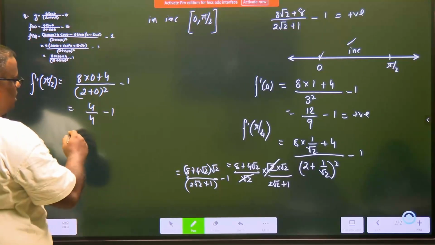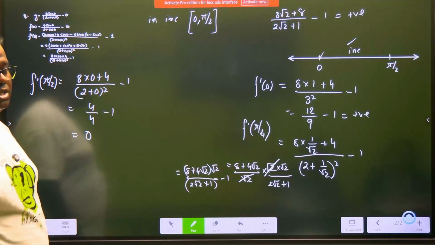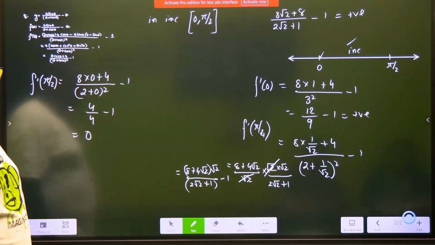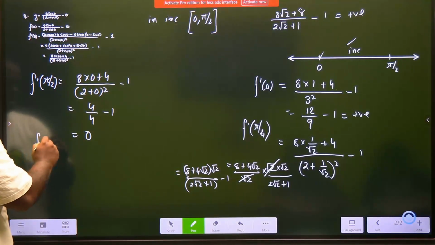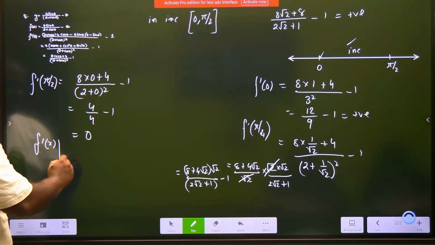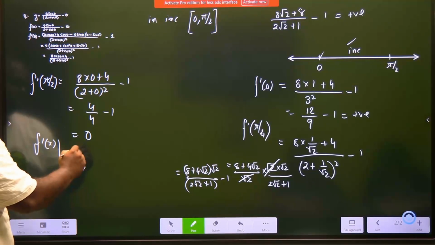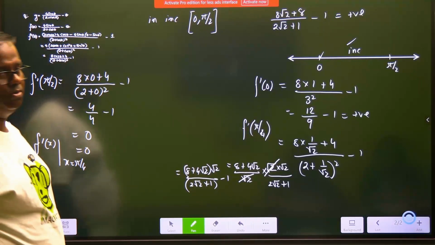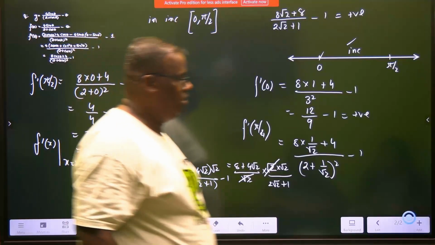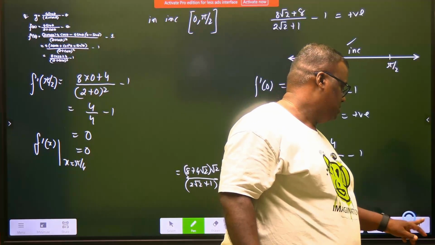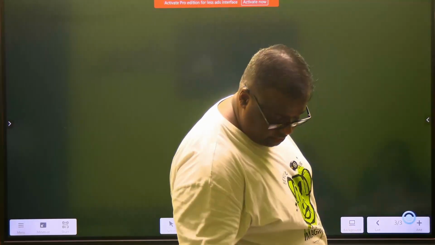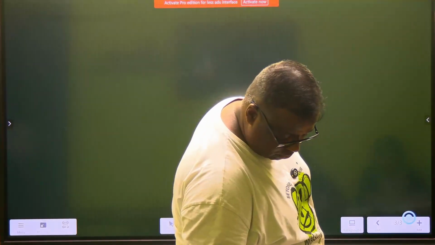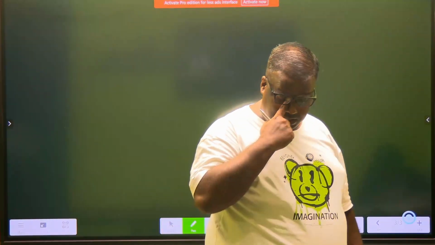which is 0. So function is still increasing because f dash x at x equal to pi by 4 is equal to 0. Function is still increasing. So it is increasing from 0 to pi by 2. Tick. But we won't say it's strictly increasing. It's an increasing function.